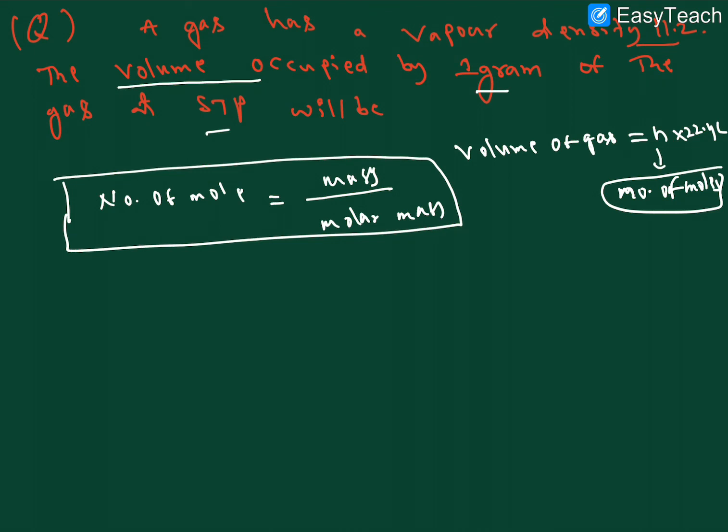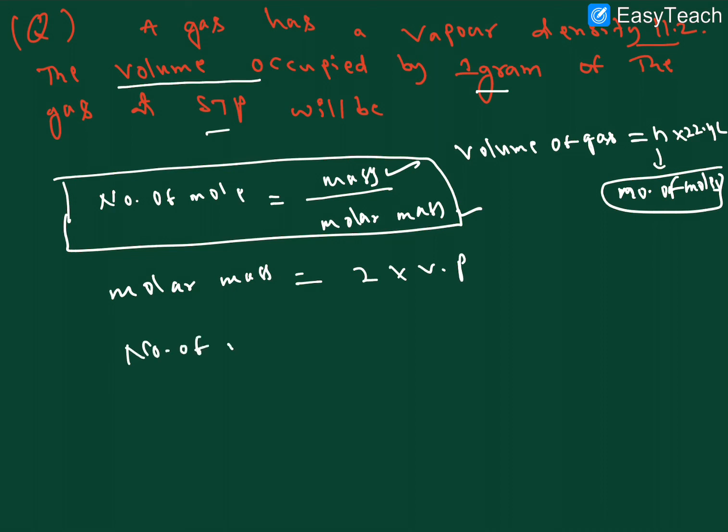Right. One more question here. Oxygen is present in a 1 liter flask. The pressure is 7.6 into 10 to the power of minus 10 mm of Hg. Calculate the number of molecules of oxygen in the flask at 0 degrees temperature. This is the question.